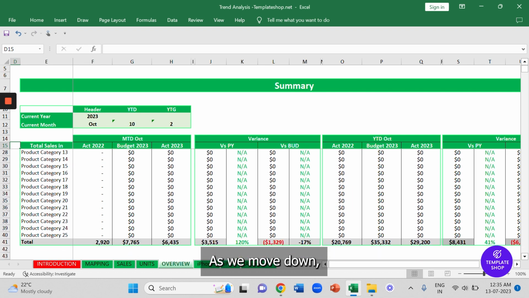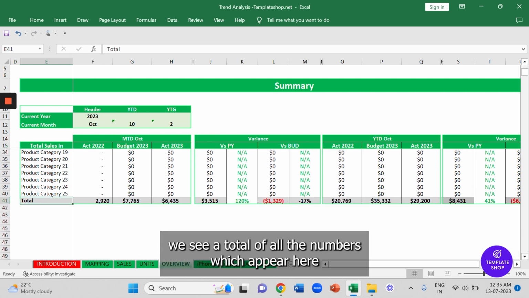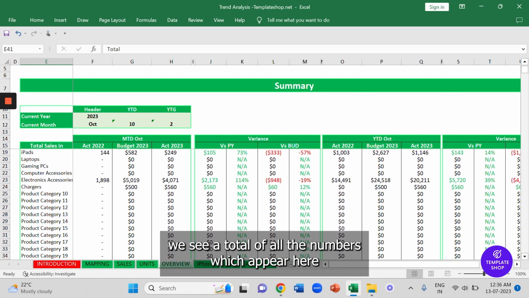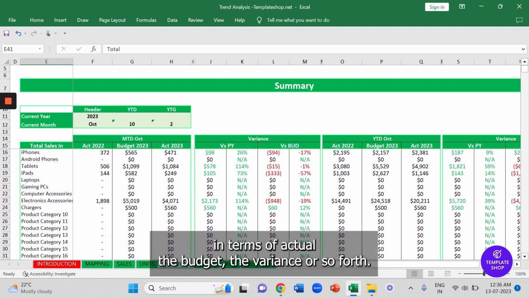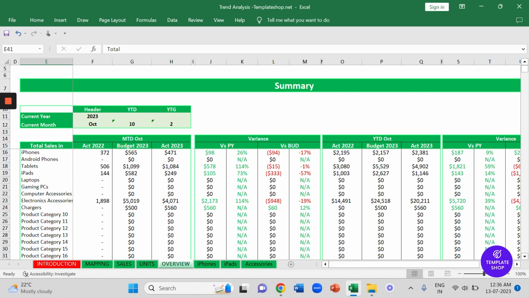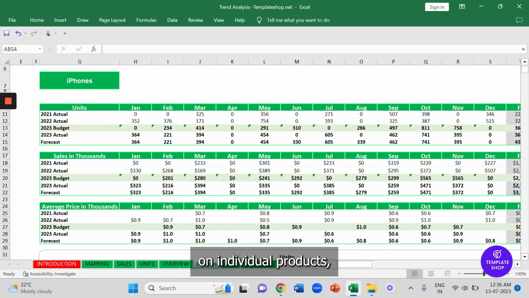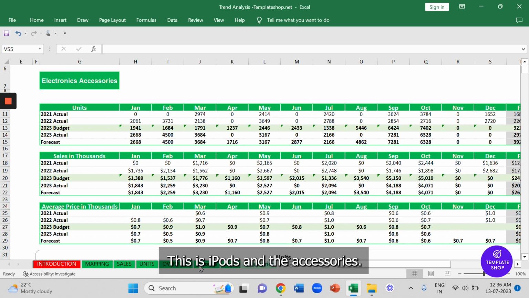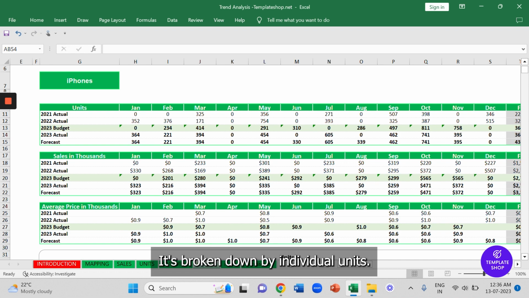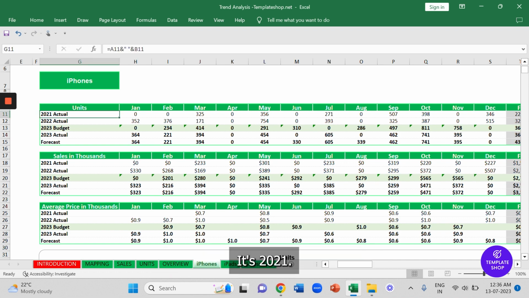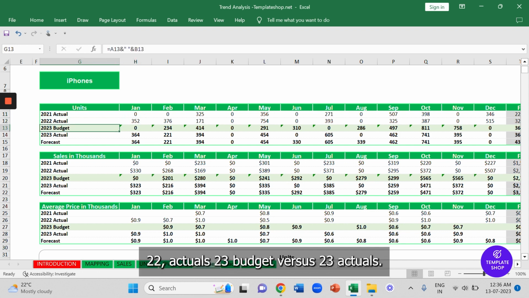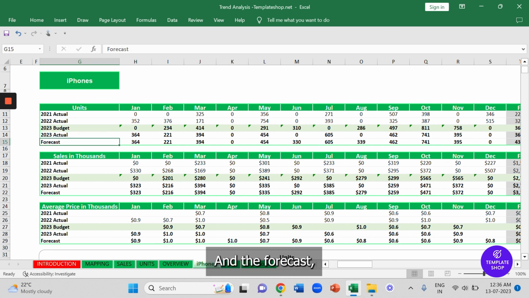As we move down, we see a total of all the numbers which appear here in terms of actual, the budget, the variance, so on and so forth. Moving on, we get detailed information on individual products, which in this case are iPhones, iPads, and the accessories. It's broken down by individual units. It's 2021 actuals, 22 actuals, 23 budget versus 23 actuals and the forecast.